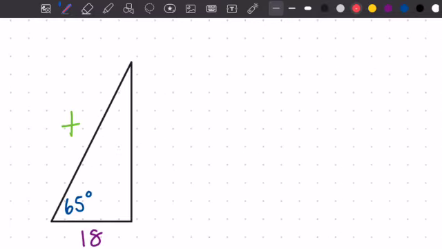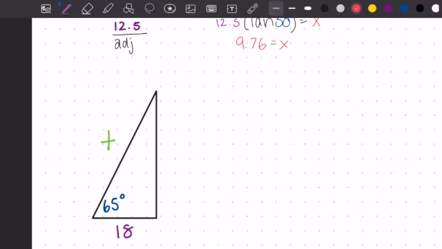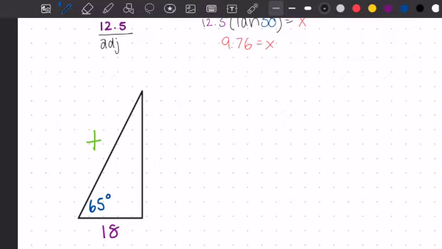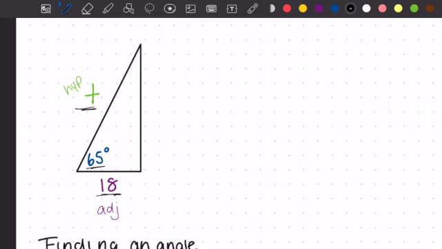Okay, we're going to do another example of finding a different side here. In this triangle, I have a T, I have 18, and I have 65. What side is T? Hypotenuse. What side is 18? Adjacent. So I have my hypotenuse and my adjacent. Which trig function am I going to be using? Yes. Cosine of theta equals my adjacent over my hypotenuse.